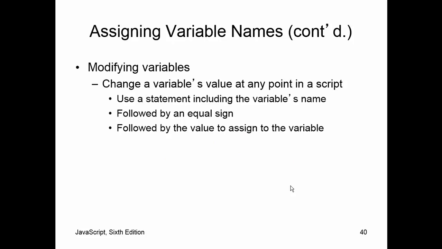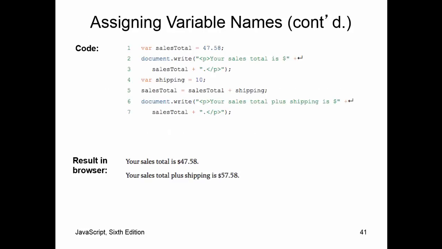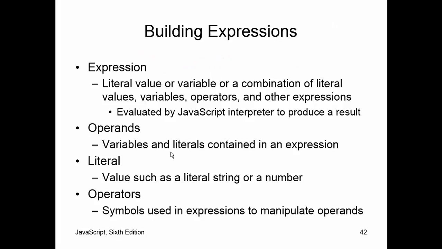One of the reasons the word is called a variable is because you can change the value of a variable. So you can modify its value at any time by just assigning it a different value, using the equal statement and putting the variable on the left hand side of the equal sign. So here we have sales total, and we print out the sales total. Then we have shipping, but then we take the sales total and add the shipping to it, and that's our new sales total. Just another way of doing the same kind of an operation.